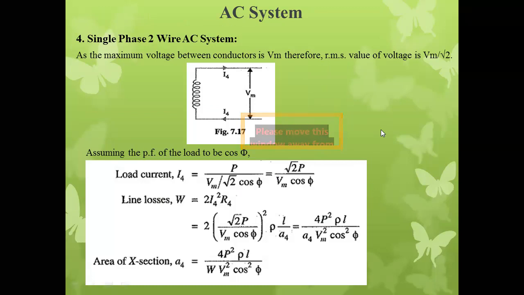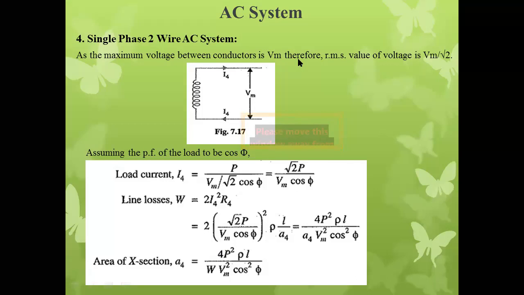Okay, single phase 2-wire AC system. See over here, similar to that of the overhead system, the voltage between the conductors is Vm, therefore the RMS value of the voltage is Vm by root 2. As we know, the maximum value between the two conductors is given, which means we have to find the RMS value of voltage for the calculation. So dividing by root 2, we directly get the RMS value of the voltage.